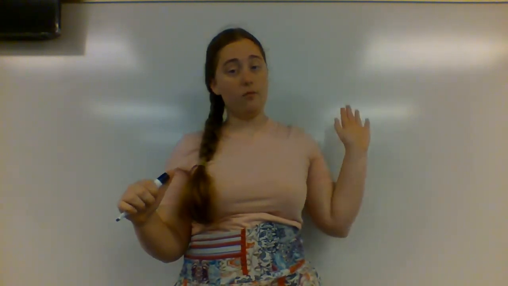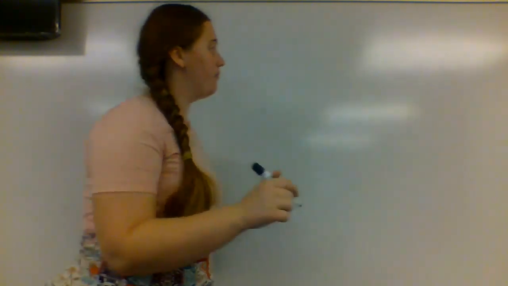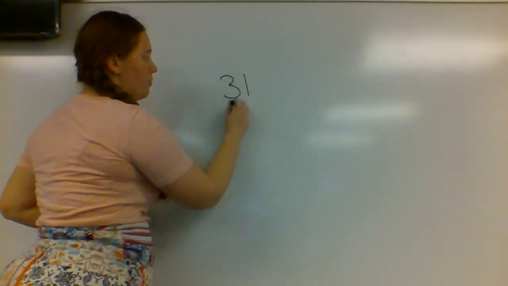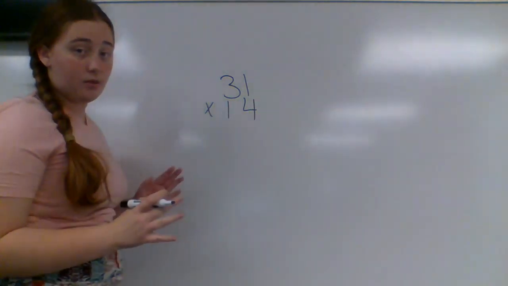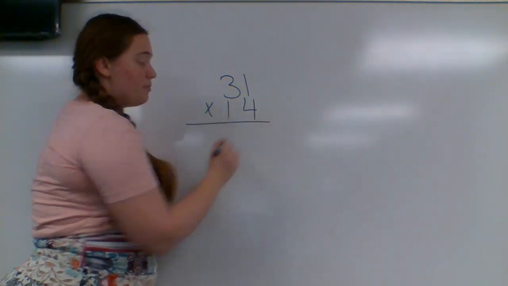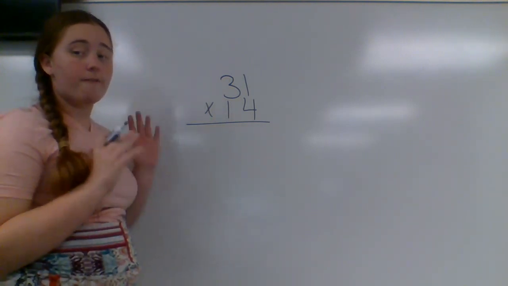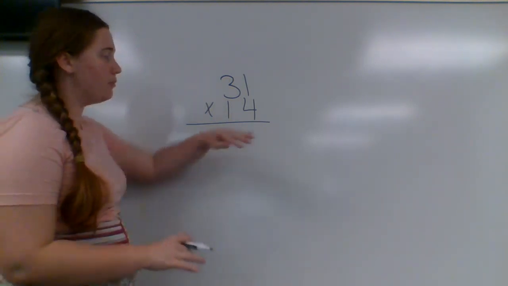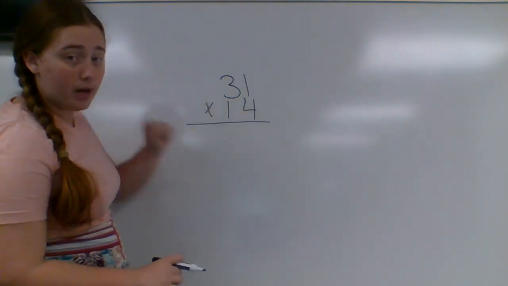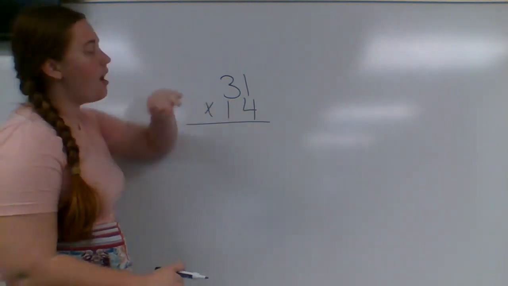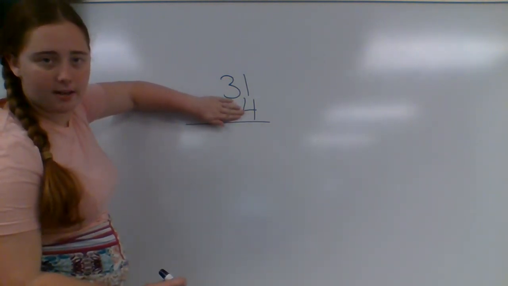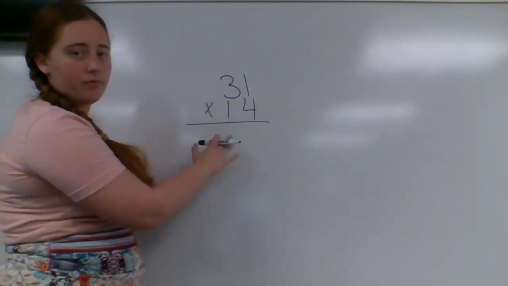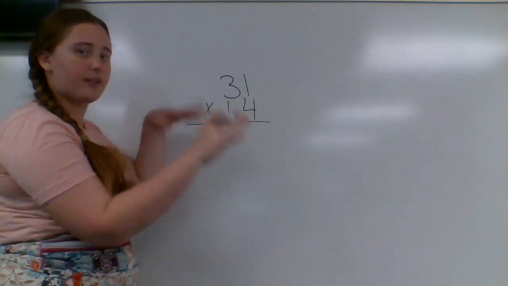So number 1, letter A, is 31 times 14. I'll put that on the board. 31 times 14. So I have this problem. The first thing that I need you to do is look at the bottom number, in this case 14, and pretend like that tens place is not even there. Pretend like that 1 in 14 just doesn't exist. Forget about it for the moment.